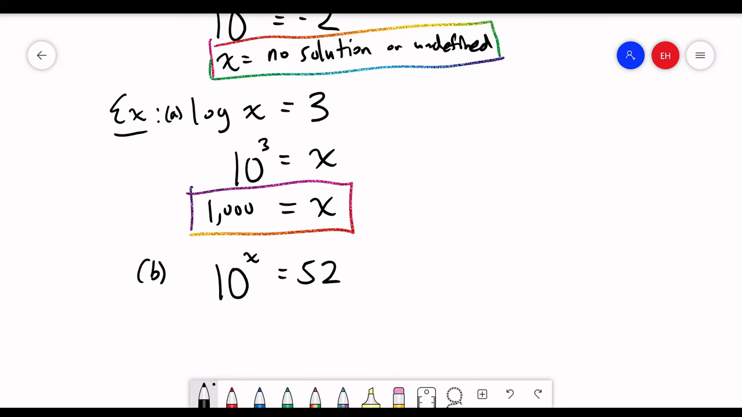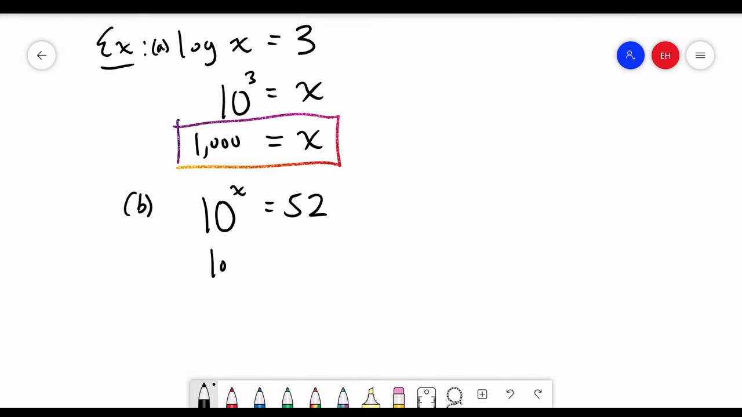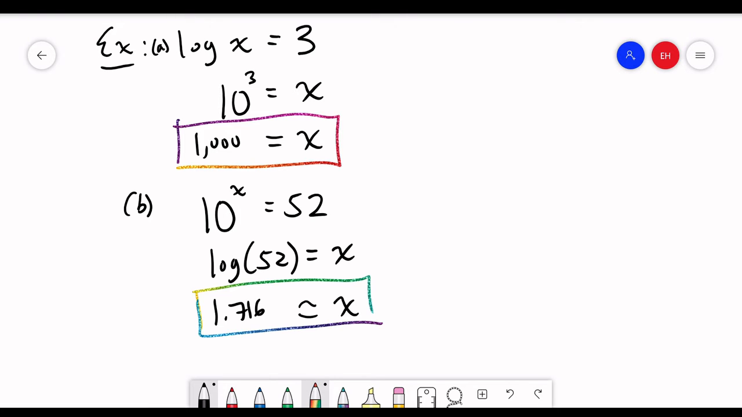Okay, 10 to the x equals 52. Well, I can go the other way too. I can transform this into the log version. It's going to be log base 10 of 52 and then equal to the exponent, which is x. I put that in my calculator, I get 1.716 roughly.